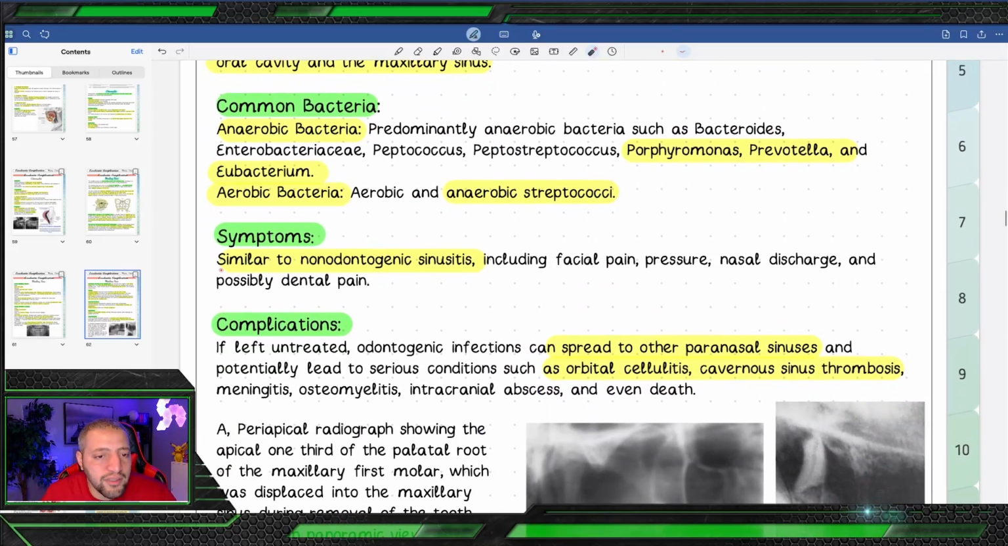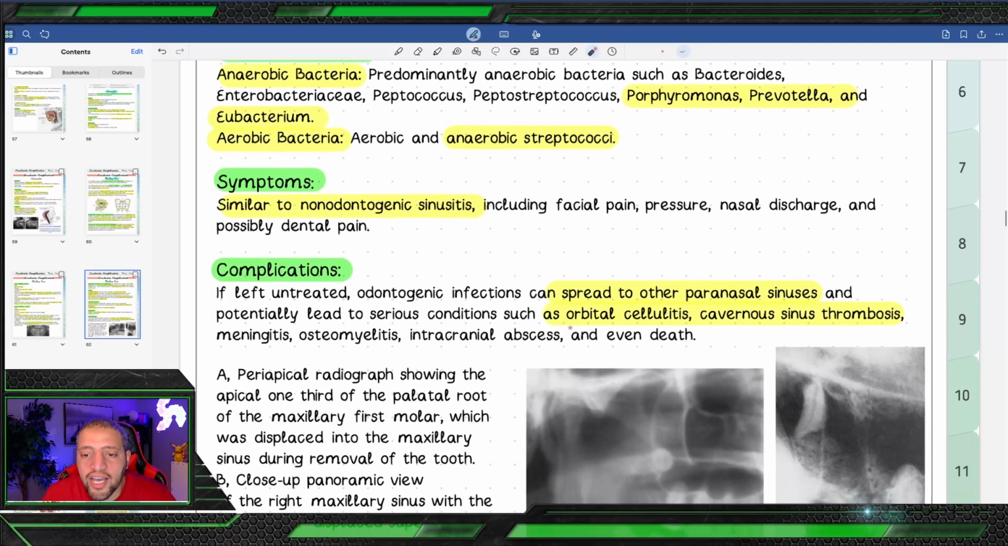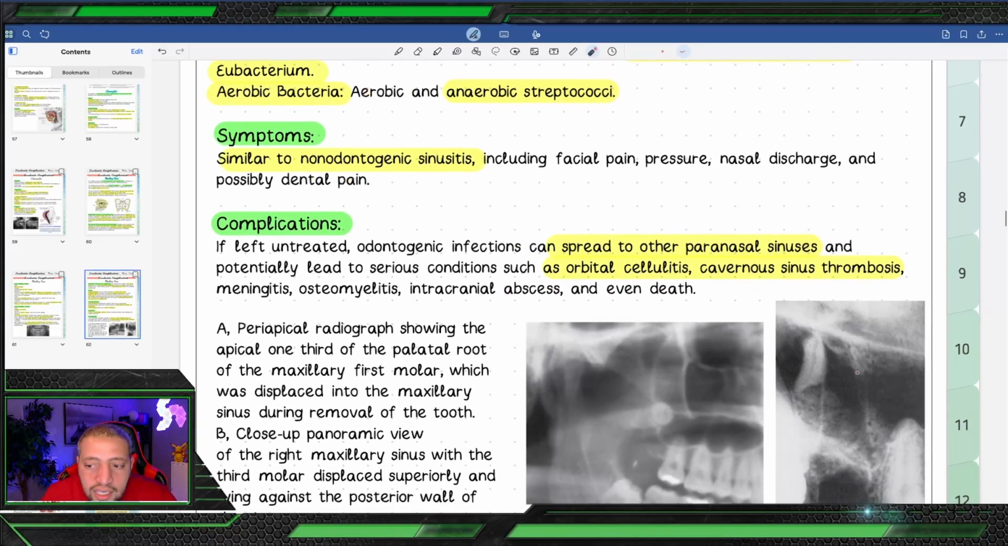Symptoms are similar to non-odontogenic sinusitis, including facial pain, pressure, nasal discharge, and possibly dental pain. Complication: if left untreated, odontogenic infection can spread to other paranasal sinuses, potentially leading to serious conditions such as orbital cellulitis and cavernous sinus thrombosis. So you see in this picture, you have a remaining root inside the maxillary sinus, and here you have an impacted tooth inside the maxillary sinus. You just do an x-ray and you see it. And when you see it, you should deal with it.